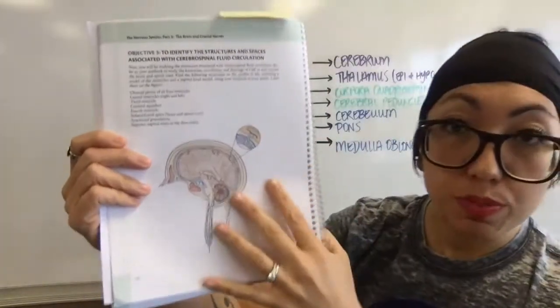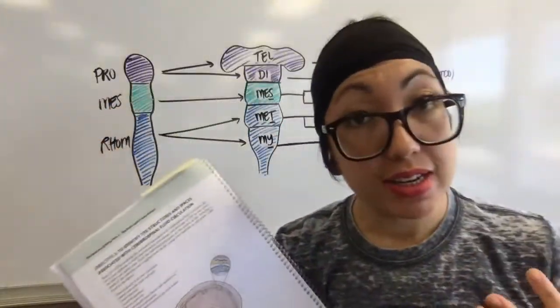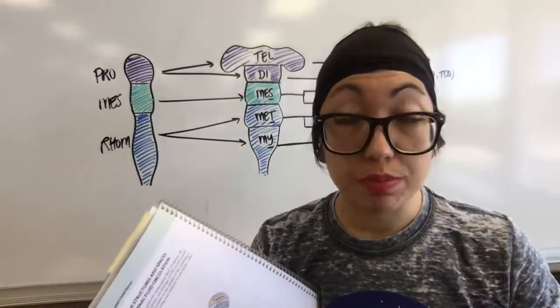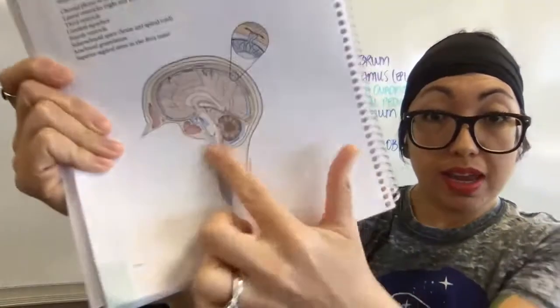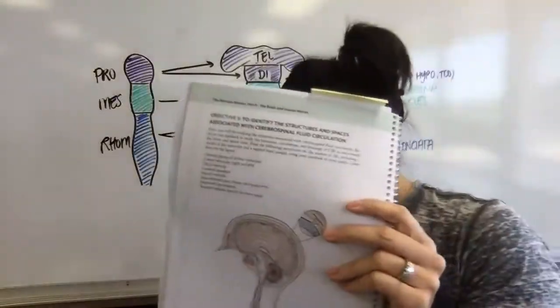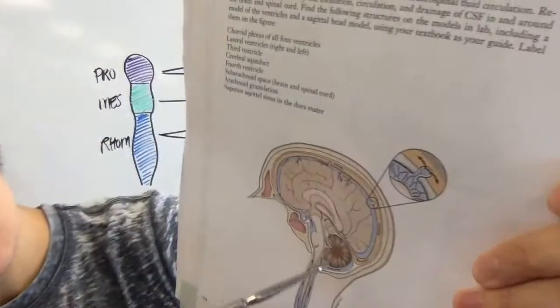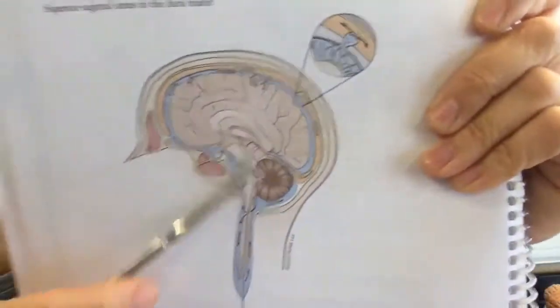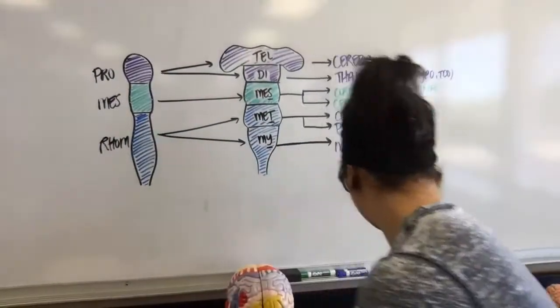All right, so cerebrospinal fluid. We mentioned that in the last chapter with the spinal cord. This is where it comes from though. So in your lab manual, you have these little red squiggles. Okay, well, first of all, sorry, let me back up real quickly.